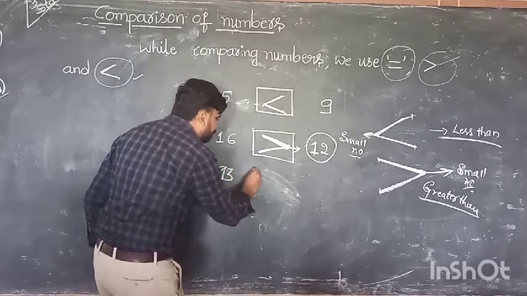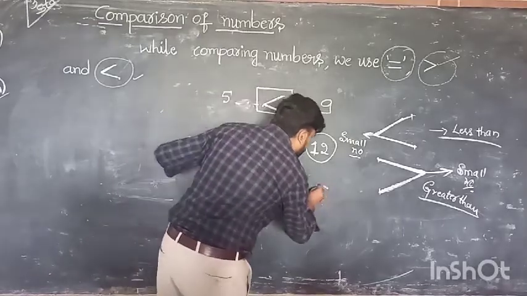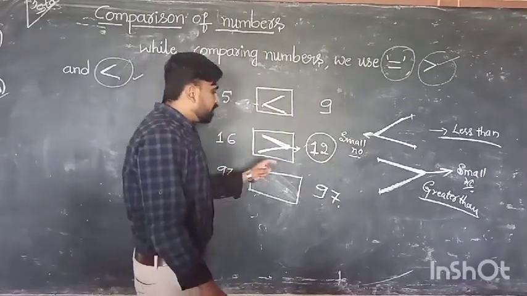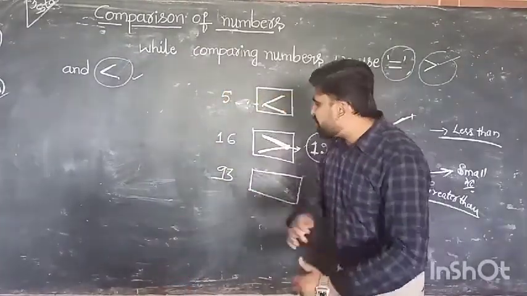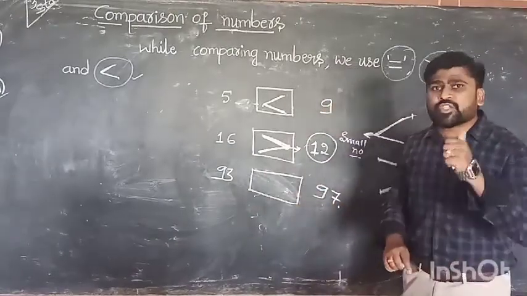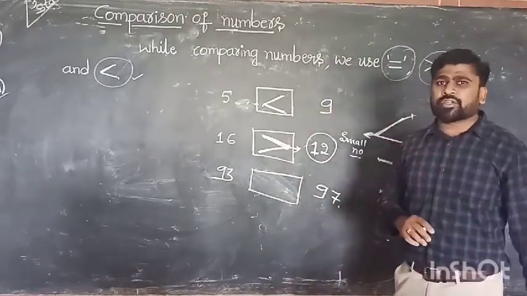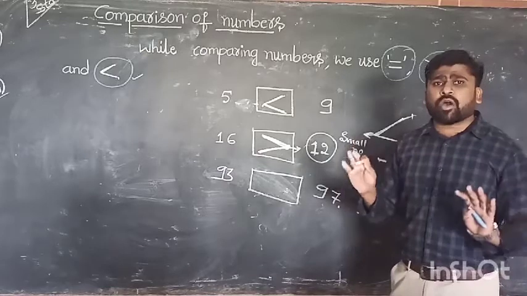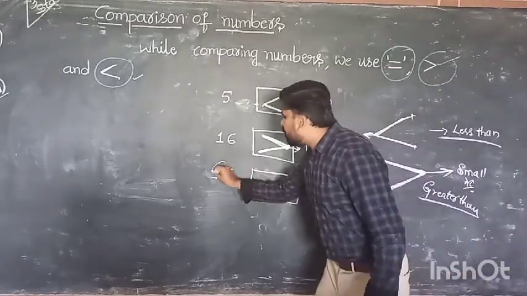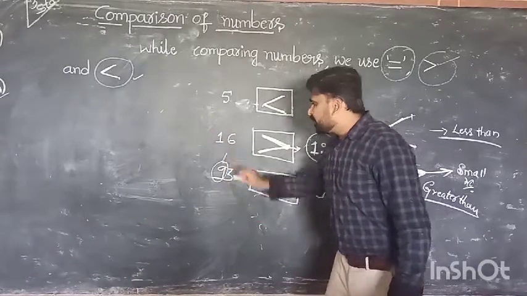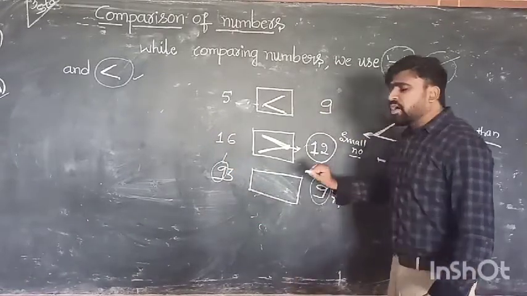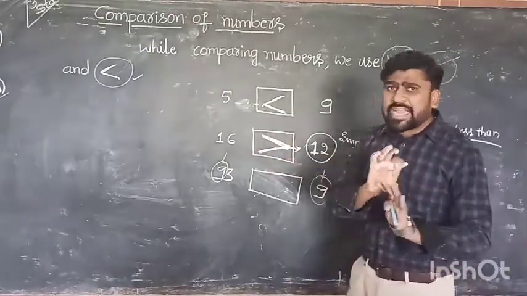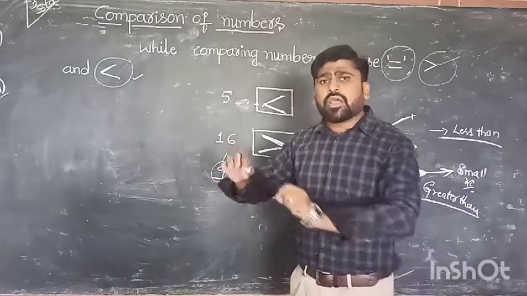93, box, 97. Regarding the comparison of 93 and 97, which is the small number, you have a little bit of confusion. Clear? Don't make any confusion regarding the identification of the small number and big number. First come to the last digit. The last digit is 9. Here also the last digit is 9. Both are 9, so we cannot identify which is the small number and which is the big number.